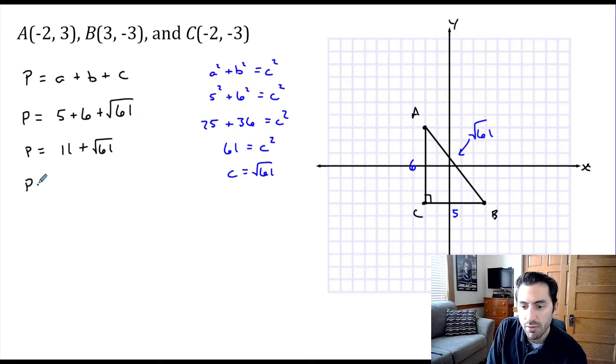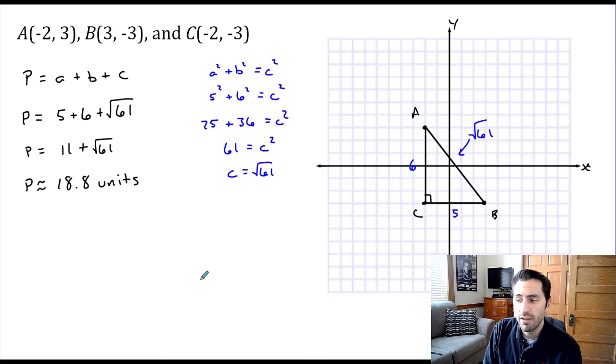But let's say we wanted to round this a little bit. So if I do 11 plus the square root of 61, we end up with about 18.8 units. All right, now let's find the area of this.